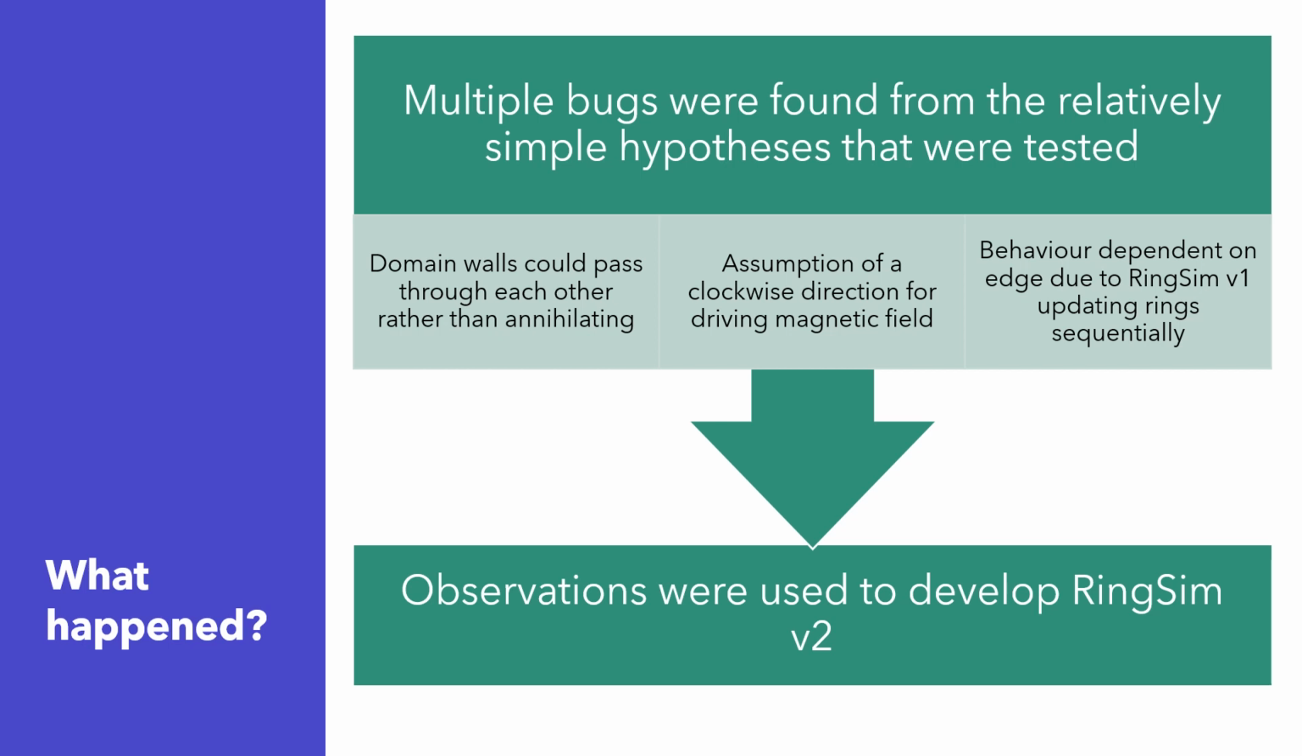The first two of these, that domain walls could pass through each other rather than annihilating, and the assumption that the driving magnetic field would always be clockwise, were simply due to DebugNS pushing RingSim with inputs that it hadn't been designed to handle, even if they were technically valid. The final bug was more subtle. Due to RingSim v1 updating rings from top to bottom, left to right, the behavior at the edges was slightly different depending on the edge. These findings were used to inform development of RingSim v2 and make sure that these classes of bug could not occur.